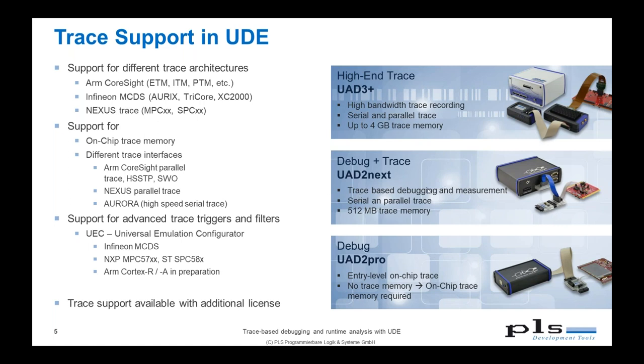We also support high-speed trace interfaces with a much lower bandwidth for that device and 512 megabyte trace memory. And if you have a target with an on-chip trace memory, you can also use the basic device of the UAD family, the UAD 2 Pro, which allows you to perform entry-level trace into an on-chip trace memory. The device itself has no trace memory inside, so the trace capture has to be saved on target, read out by the debug interface, and then analyzed inside the UDE software.